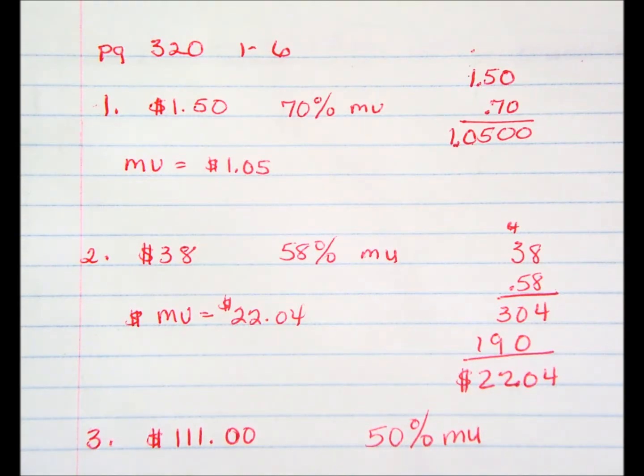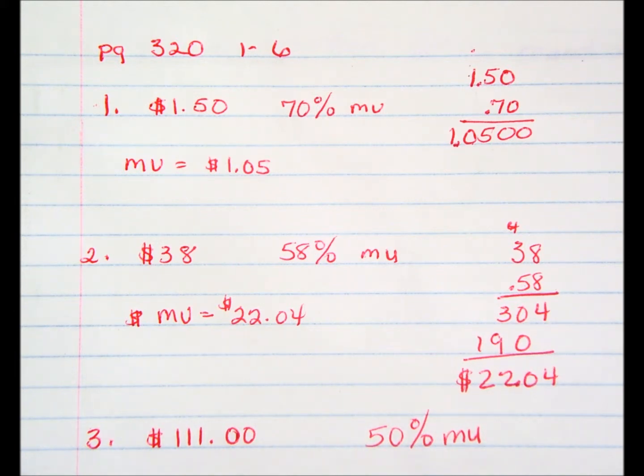All right, let's check our work. In the first problem, they said you have $1.50 and they want to do a 70% markup. So I multiplied $1.50 times 70 hundredths and came up with $1.05 for my markup. In the second one, they have $38 and they're going to do a 58% markup and wanted to know what the markup was. So I multiplied 38 times 58 hundredths and came up with $22.04 as the markup.